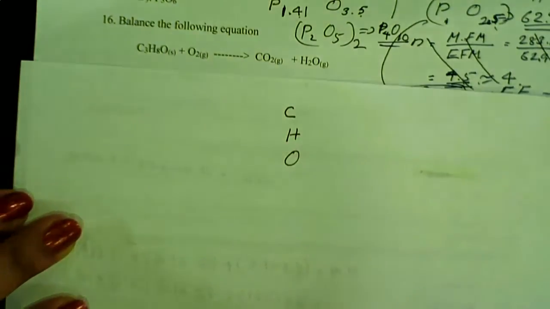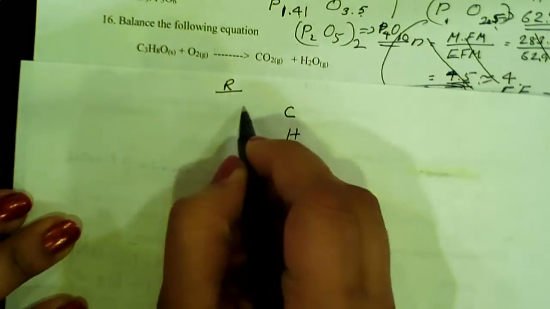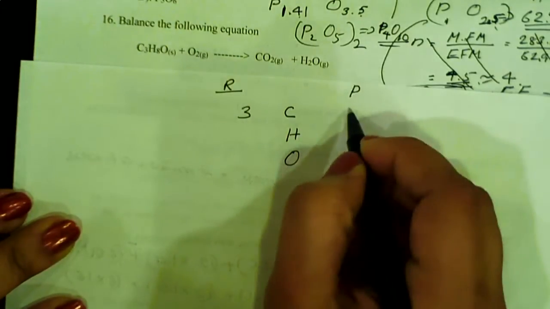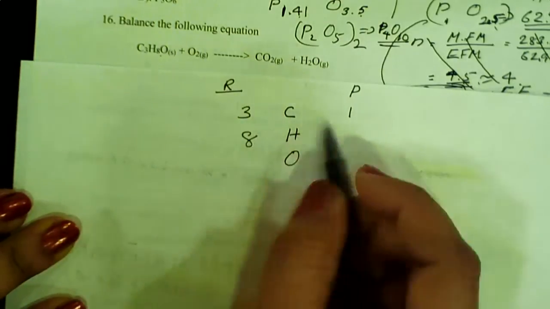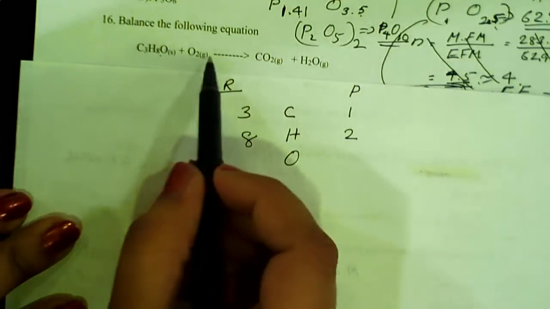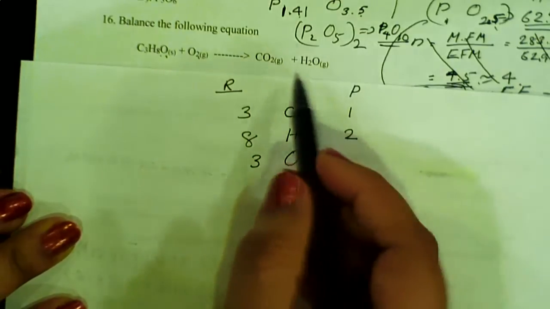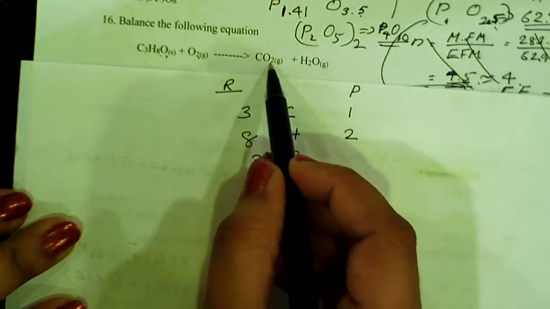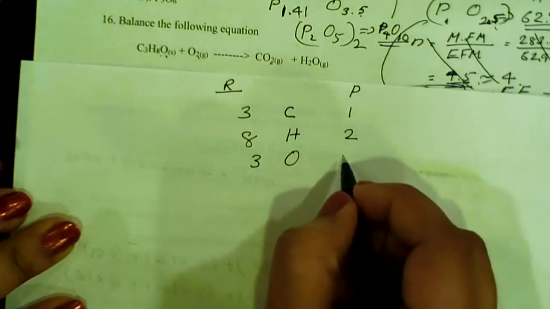So you have the equation C3H8O plus O2 gives you CO2 plus H2O. So you have to make sure the number of atoms of each element is same in both sides. So first just write the elements. So you have carbon, hydrogen and oxygen.